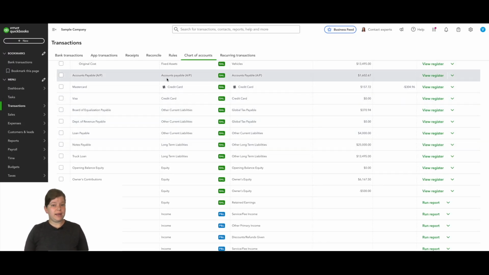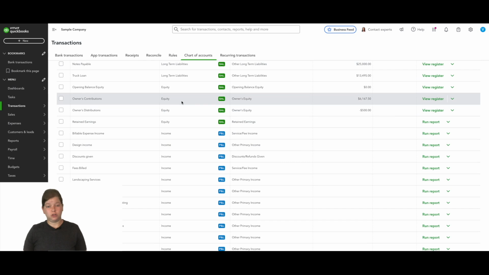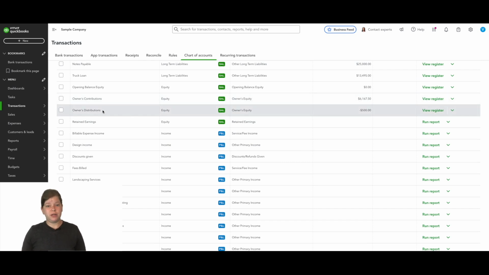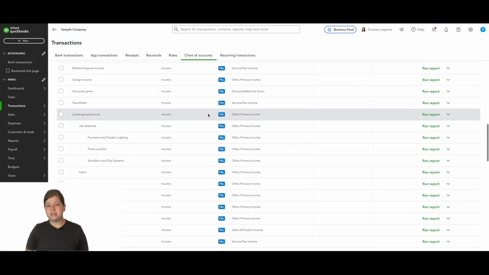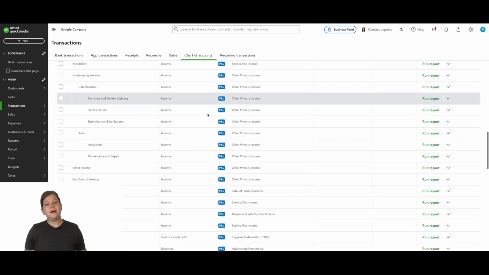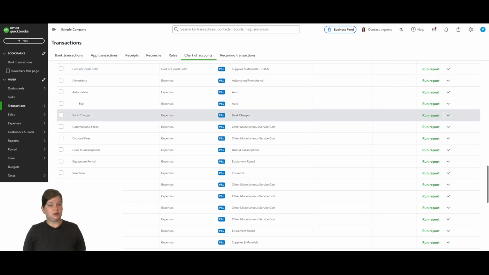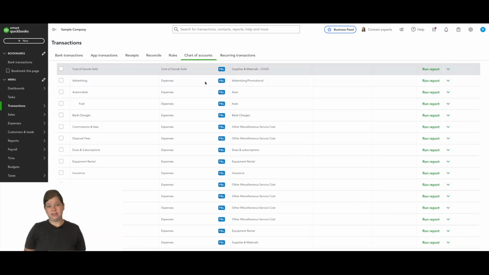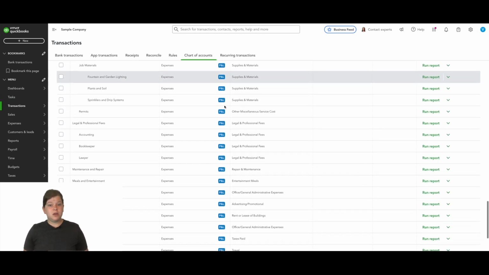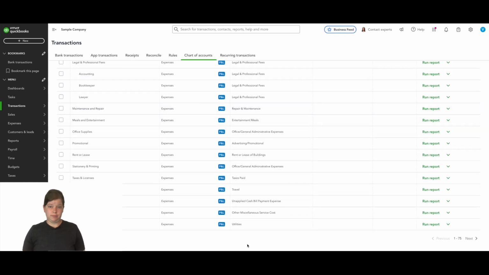Then we've got our equity accounts. You'll find here our owner's contribution, owner's distribution. Next is our income accounts, our sales or services, or whatever money your business brings in. And finally, our expense accounts, things like cost of goods sold, office supplies, rent, utilities, and so on. So this list is the central hub. It's where QuickBooks keeps the structure behind the scenes, and it's why your reports look the way they do.